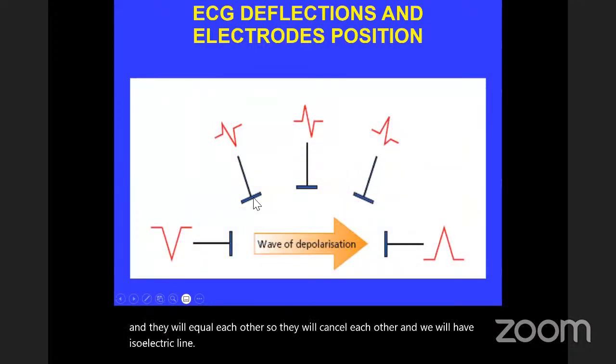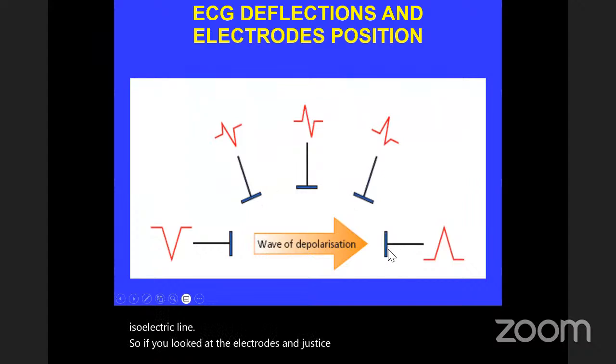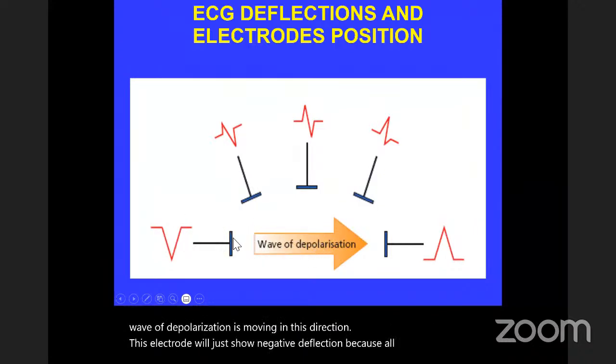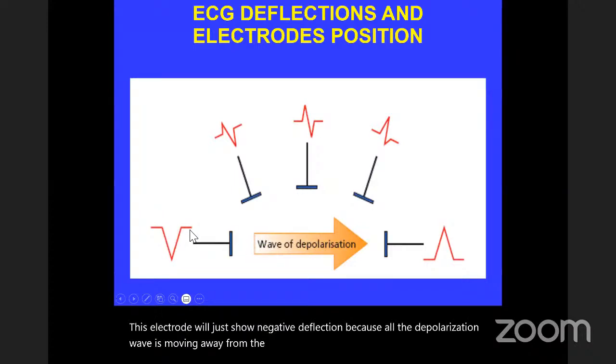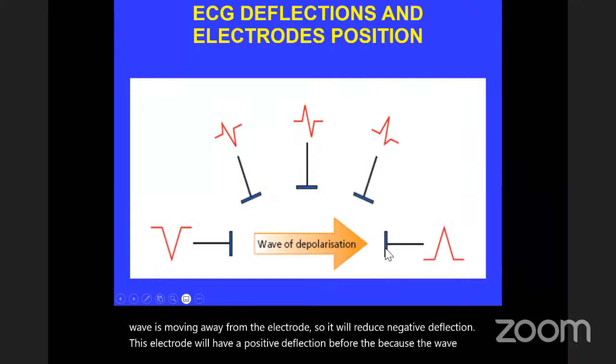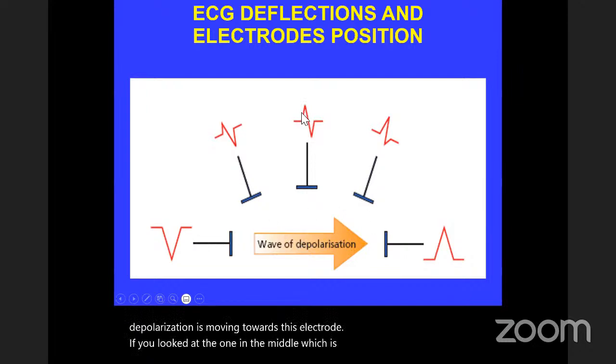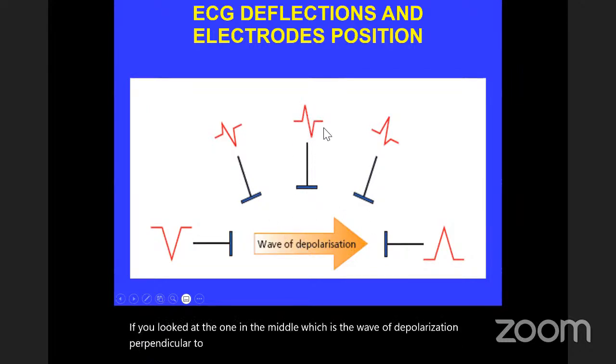If you look at the electrodes, just imagine each electrode is a camera looking at the electrical activity of the heart. If the wave of depolarization is moving in this direction, this electrode will show a negative deflection because all the depolarization wave is moving away from the electrode. This electrode will have a positive deflection because the wave of depolarization is moving towards it. If you look at the one in the middle, where the wave of depolarization is perpendicular to it, it will have positive and negative deflections equal to each other, so they will cancel each other.